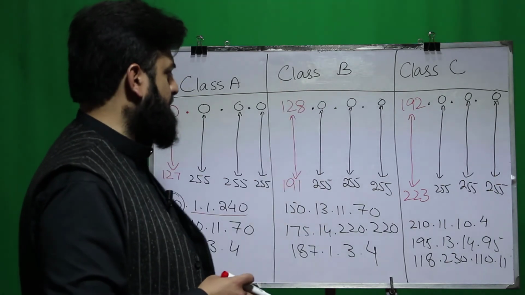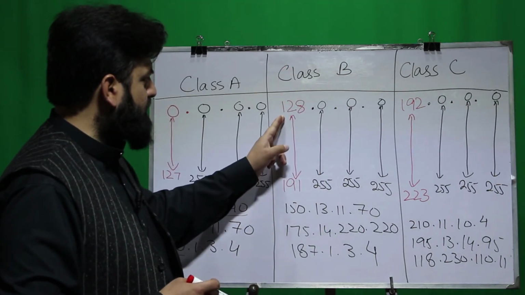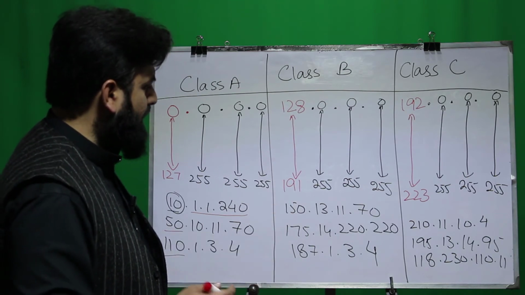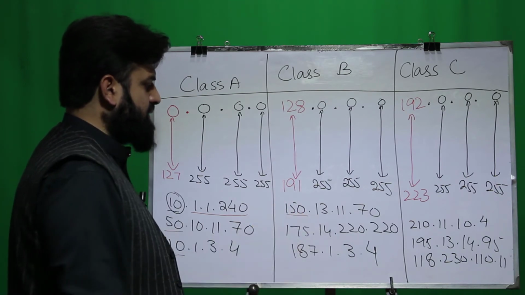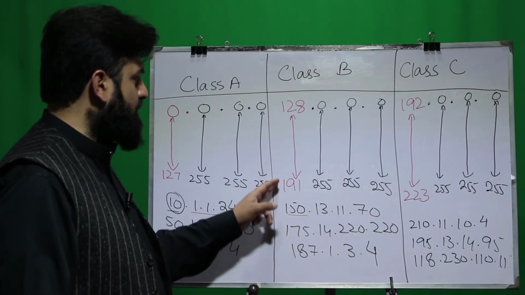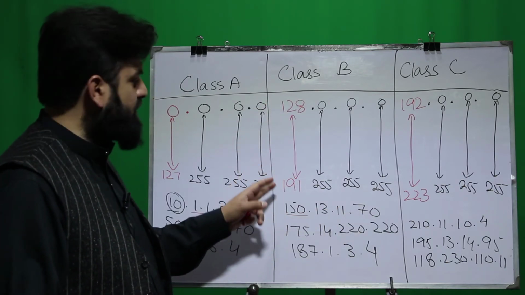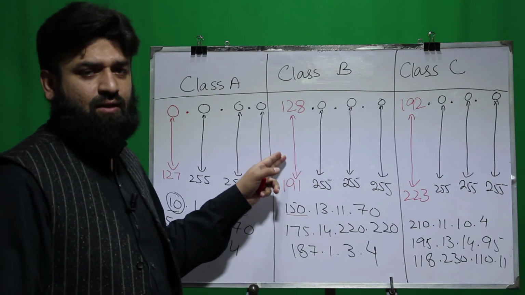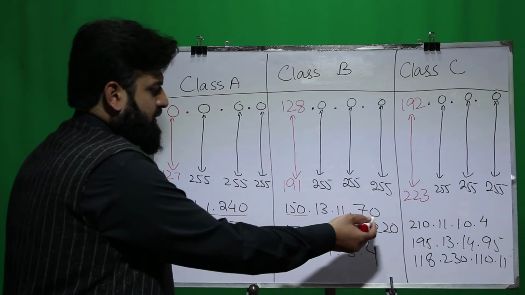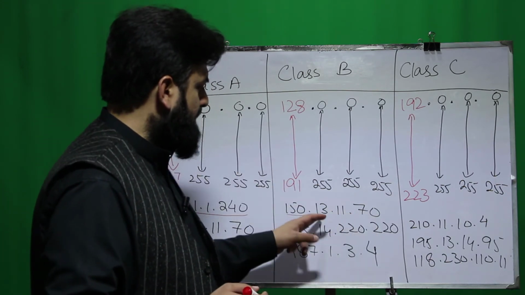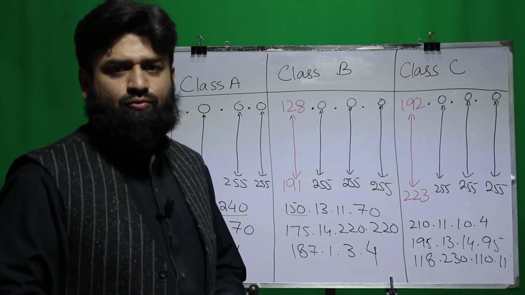Coming to the class B address. The first octet of a class B address starts from 128 to 191. So take an address like 150.13.11.70. As we can see, 150 falls between 128 and 191. That's why we can say that it is a class B address. The rest of the octets can be between 0 and 255.